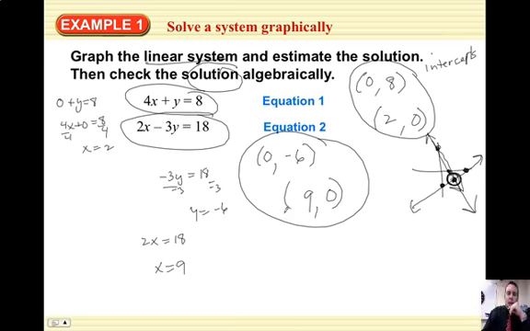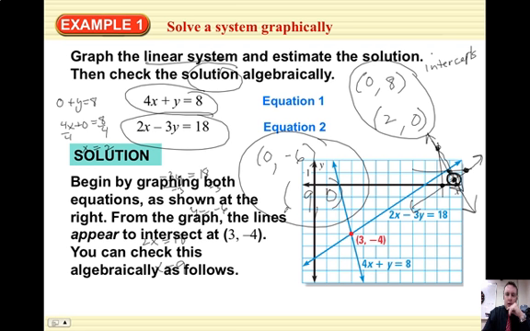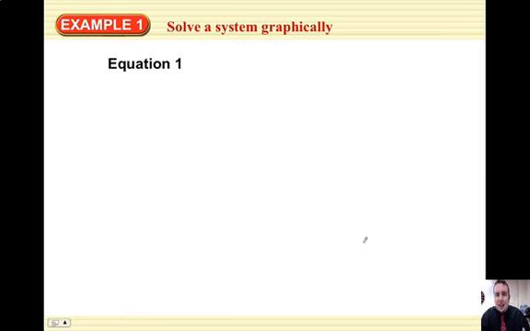Let me show you a better graph on this. If you do it nice, and you have to do these really nice, because if you do it sloppy, you won't get this number right here. You'll be like, ooh, it's up here. No, it's not. By graphing both equations, the solution appears at 3, -4. You can check this algebraically. That's your solution, but you have to check it because sometimes you're just a little bit off.